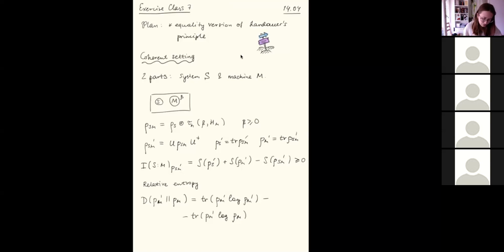Before we look at this equality, let us first observe the following fact. Let us prove the following lemma. Let us sum the changes of entropies of individual subsystems: the change in entropy of the subsystem S plus the change of entropy for the subsystem M.